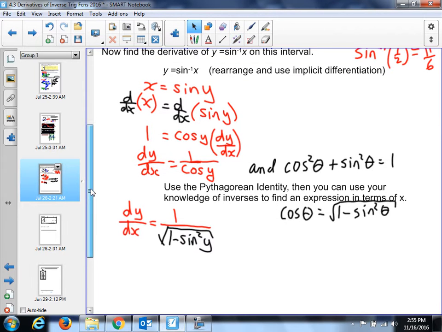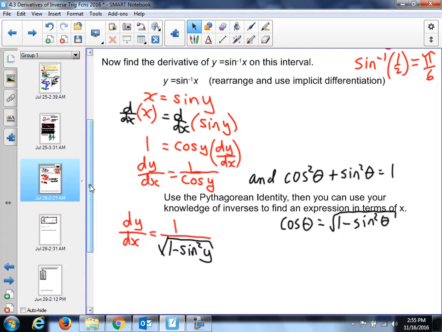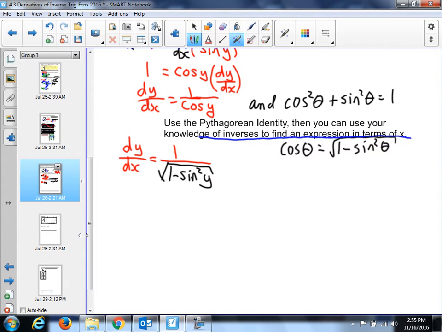What did we say right at the start of this whole thing? What is the sine of y equal to? I said it's equal to x, because I said then use your knowledge of inverses to find an expression in terms of x. Does it make sense? We knew from the start that x is equal to the sine of y. So we're subbing in again, and that becomes 1 over the square root of 1 minus x squared.